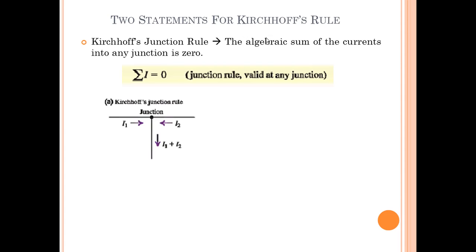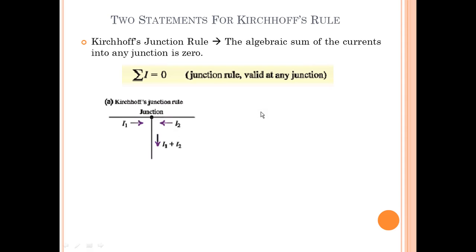Now, for example, if in our algebraic assignment of signs, we assign all currents that are entering a node or a given junction as positive, while all currents that are leaving the node are assigned a negative sign. So if you're going to add them algebraically, that means you have positive I sub 1 plus positive I sub 2, minus the current that is leaving the junction. If you add them algebraically, the sum of those currents should be equal to zero.